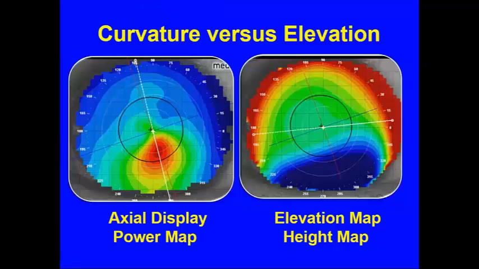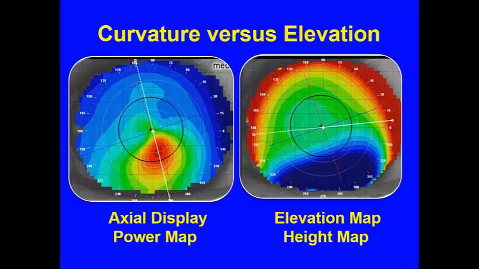Today, we teach our students at Pacific University to evaluate the topographical map, but do it in a very different way from what has been historically done. That is, historically, we've always used the axial display map to describe the shape of the cornea, but it's important that we understand that the axial display map is simply a power map, a dioptric power map, and it tells us little or nothing about the shape of the cornea.